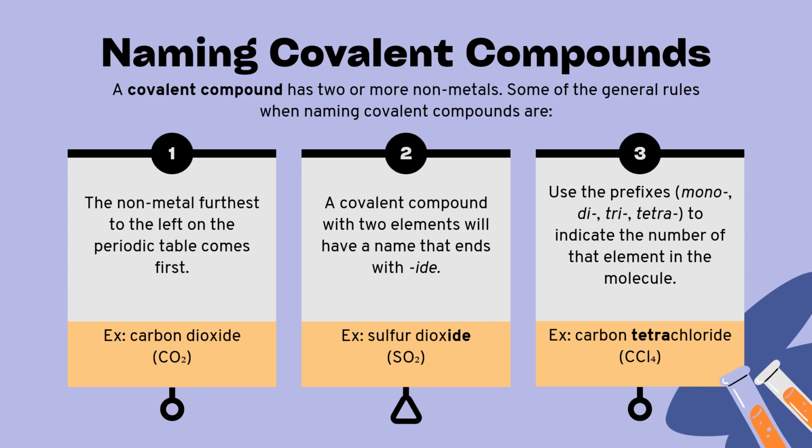that is CO2, a covalent compound with two elements, will have a name that ends with ide, that is dioxide, that is SO2. Use the prefixes like mono, di, tri, tetra, that means mono means 1, di means 2, tri means 3, tetra means 4, to indicate the number of that element in the molecule. An example is given, CCl4, that is carbon tetrachloride.